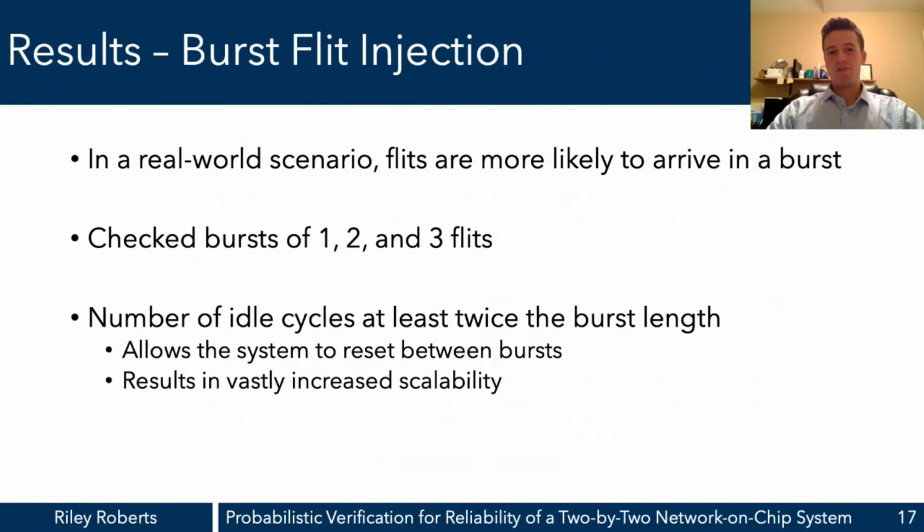In the real world, flits are more likely to arrive in a burst than in an every other cycle pattern. We were able to check bursts of 1, 2, and 3, where the number of idle cycles are at least twice the burst length. When we allow the idle cycles to be at least twice the burst length, it lets the entire NoC system reset between bursts to the original state. This results in vastly increased scalability, where we are actually able to check for an arbitrary number of clock cycles and need only bound the resistive noise and inductive noise variables.